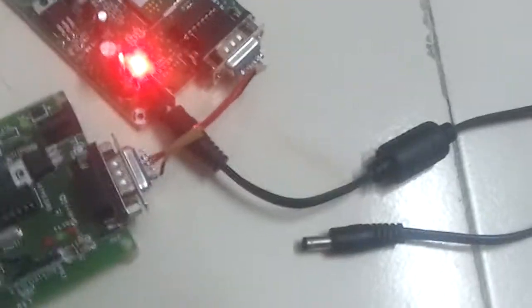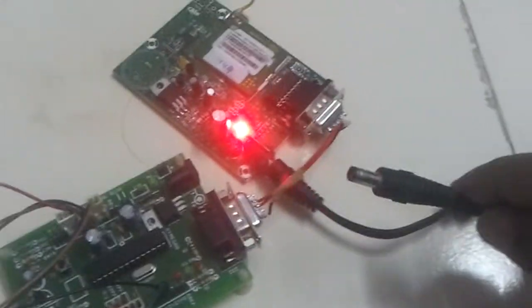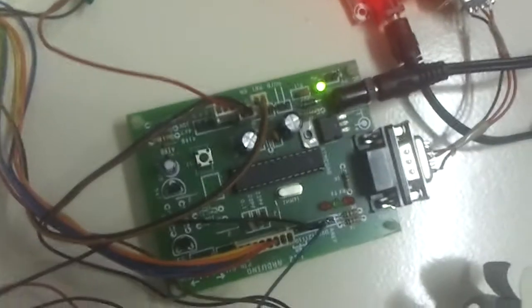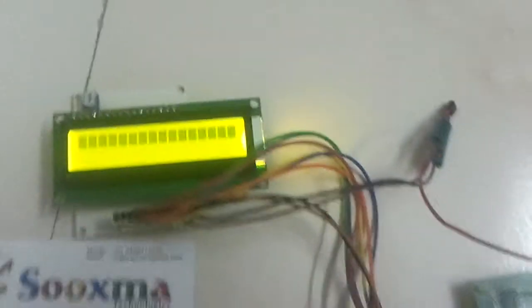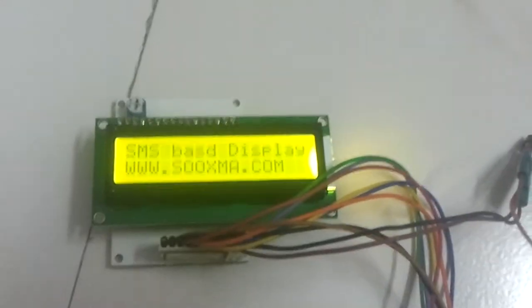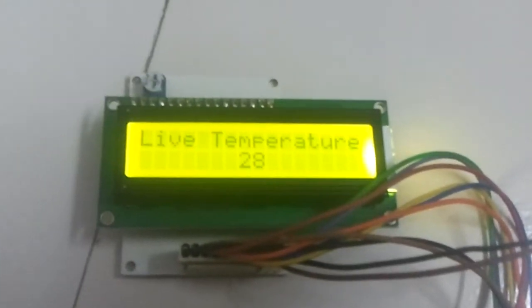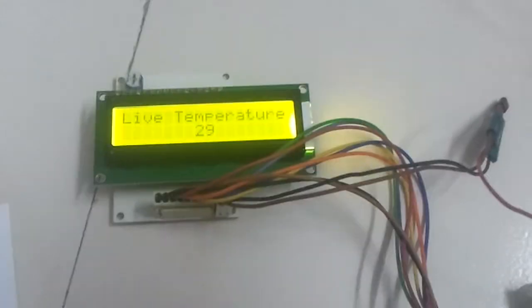Now let us connect the power supply to the Arduino board using one more adapter. When we connect the power supply, LCD will display the SMS based temperature display, and it shows the live temperature.